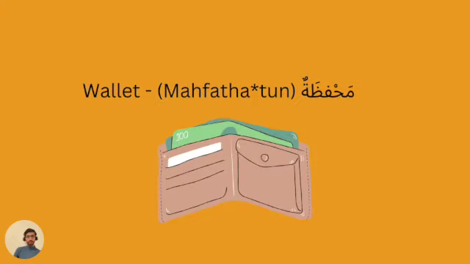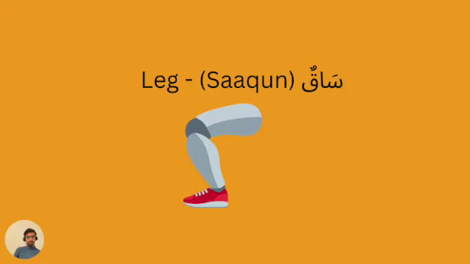Perfect. We have wallet. محفظة, محفظة. Repeat after me. محفظة. Perfect. We have leg. ساق, ساق. Repeat after me. ساق.